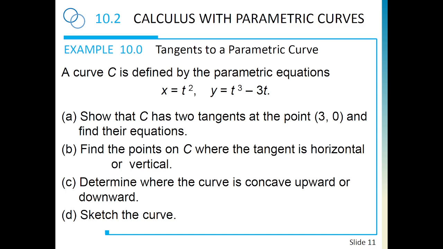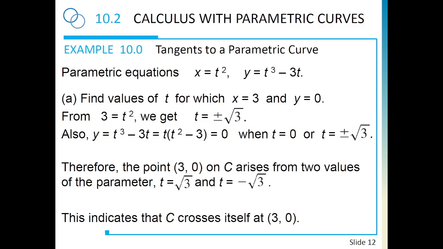Here is one example just to see how things work. We have a parametric curve described by these two equations, and the first task is to show that the curve actually has two tangents at the point (3, 0), and then we need to find their equations. After that we will try to find points where the curve has horizontal and vertical tangents, and then we can compute the second derivative and find where the curve is concave up and concave down.